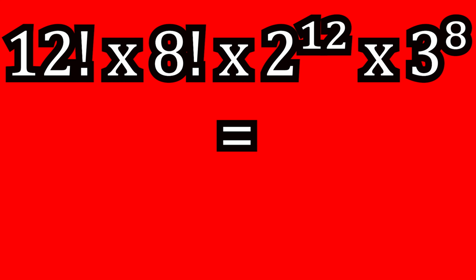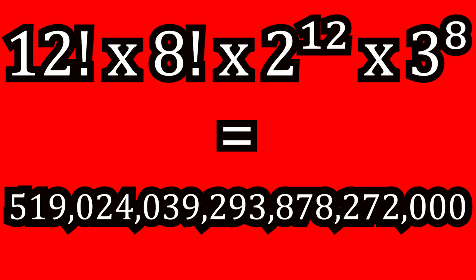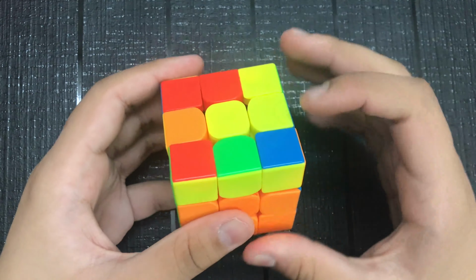Now, if we multiply the numbers we gathered, that is 12 factorial multiplied by 8 factorial multiplied by 2 to the power 12 multiplied by 3 to the power 8. It is equal to 519 quintillion, 24 quadrillion, 39 trillion, 293 billion, 878 million, 272,000 permutations. Okay, but let's try to solve it.